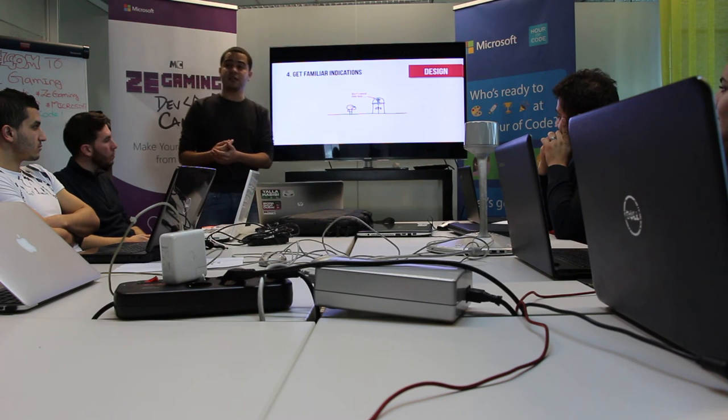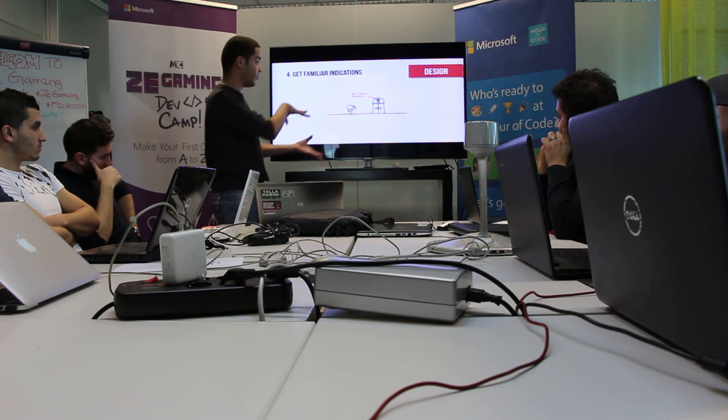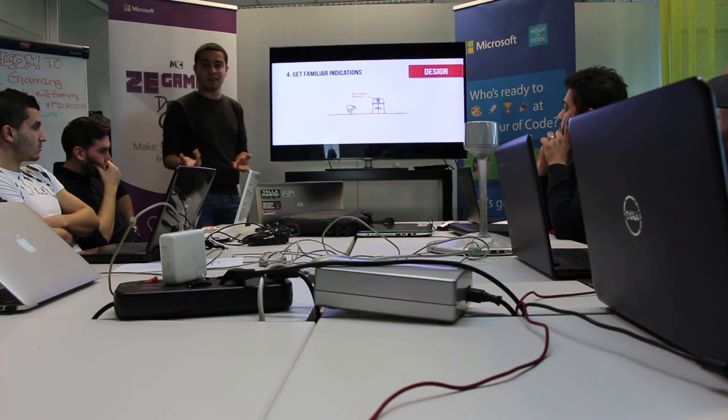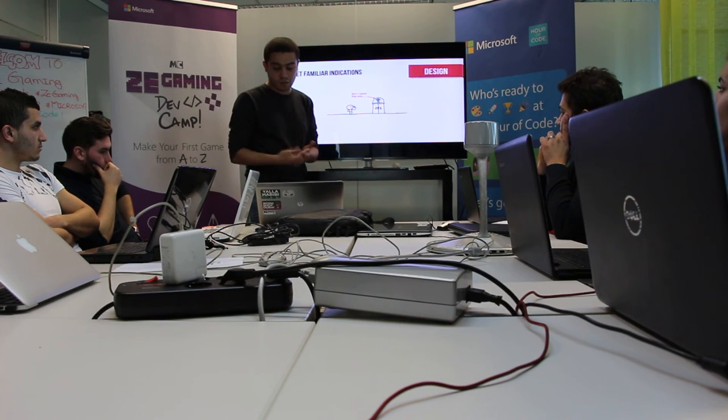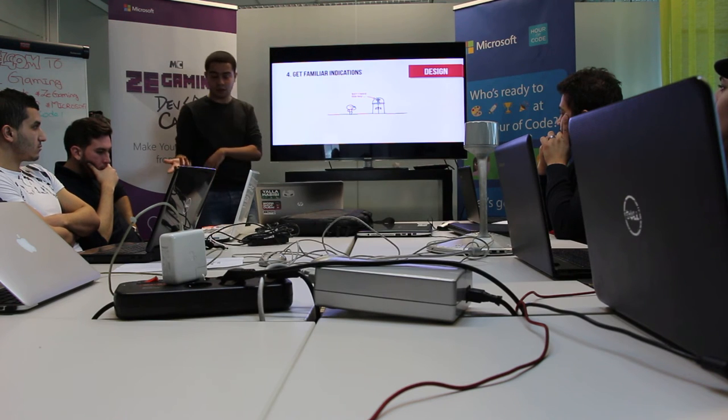Get familiar indications. So if I put you in a situation similar to this, we have the player, we have the door, and we have the shape of the key that will allow you to open the door drawn on top of the door.